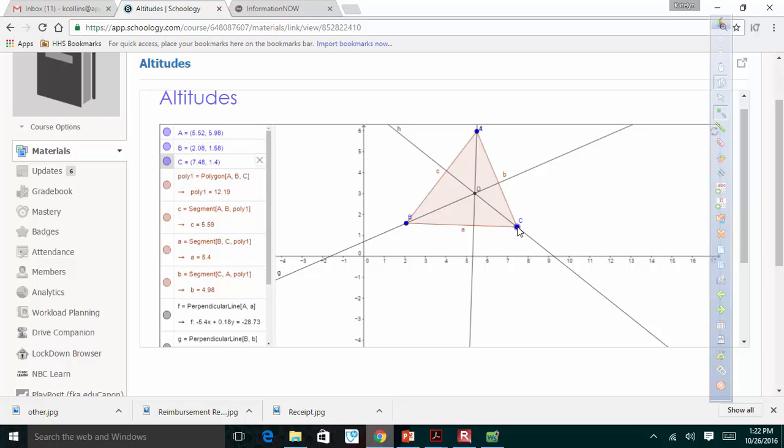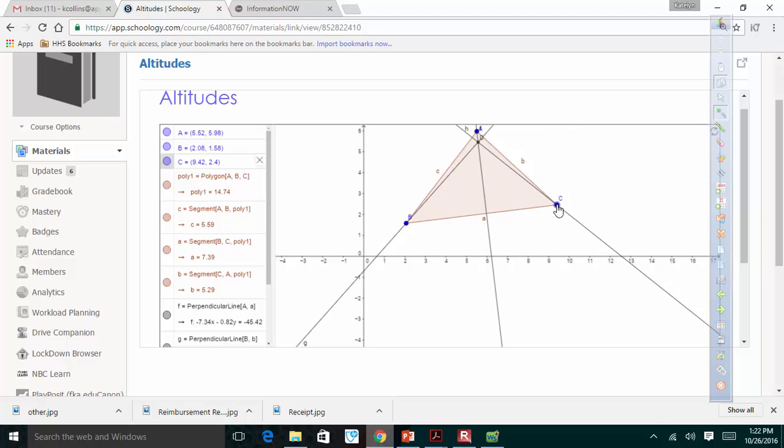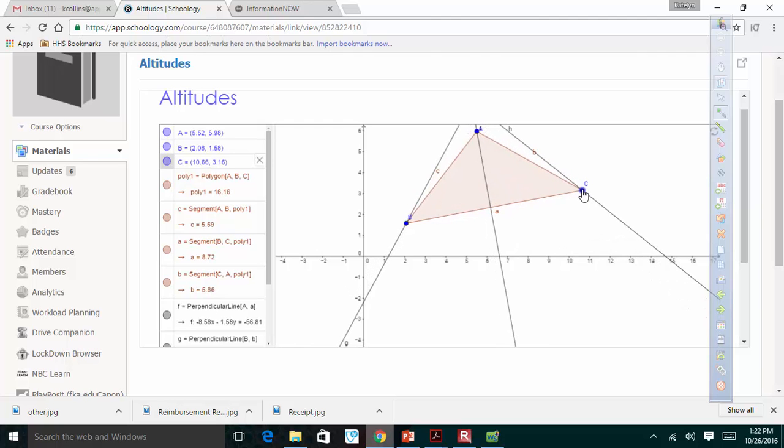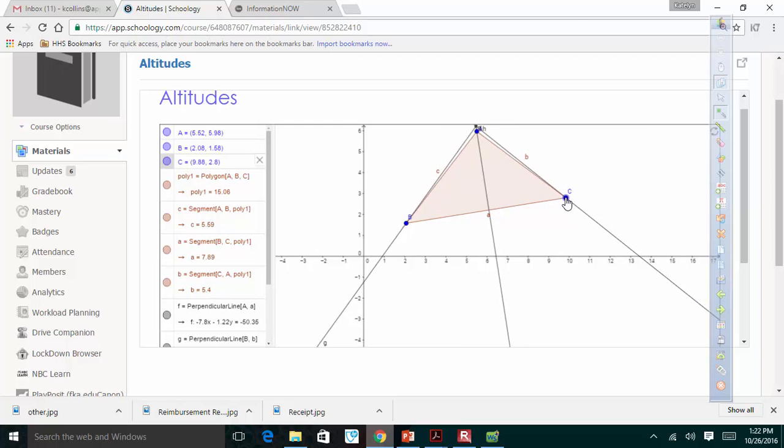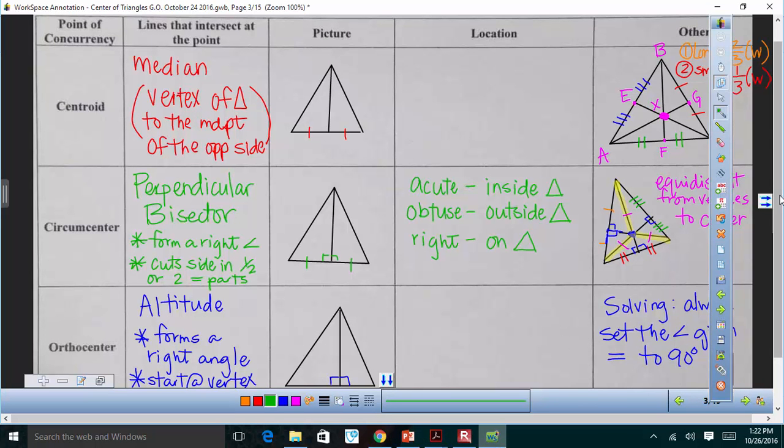Okay, let's make it obtuse. So I'm going to take C and drag it so that A is greater than 90. So I'm going to make that angle up there really big. Where'd it go when that happened? Outside. We can't even see it anymore. Okay? Now I want to make it a 90 or a right triangle. So I want to bring C back in to make these perpendicular. And what happens when I make them perpendicular? It's on. So what is it the same as? Perpendicular bisector.